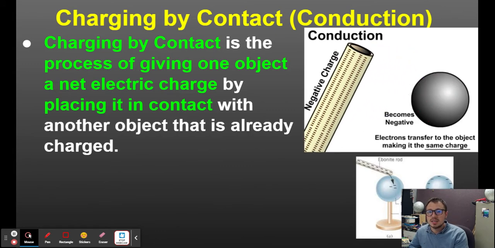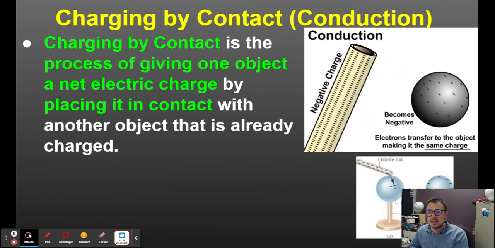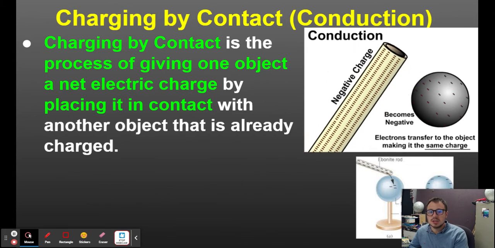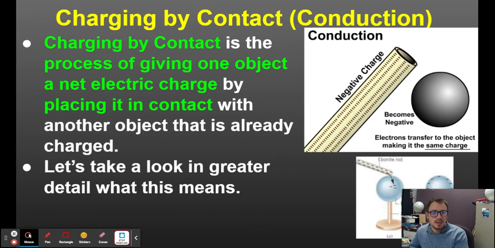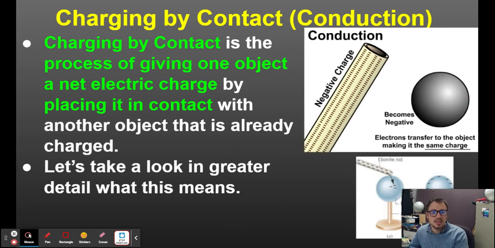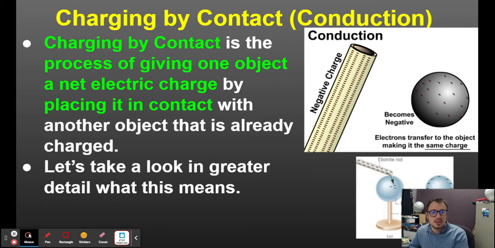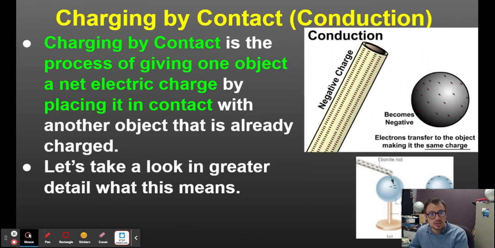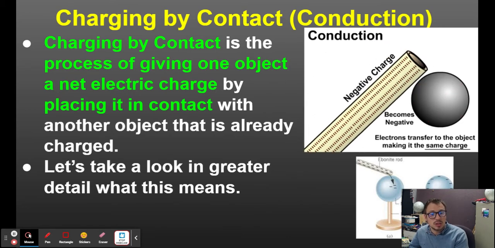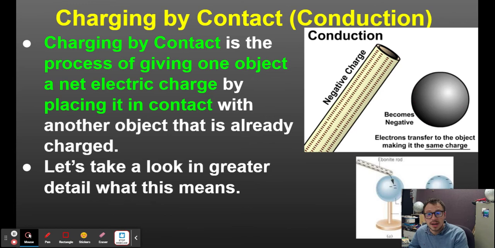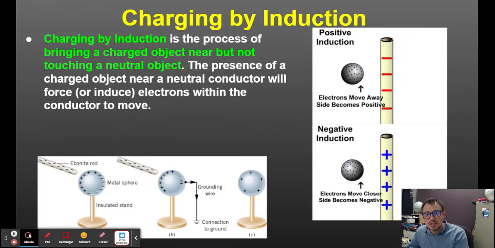Charging by contact is a process of giving one object a net electric charge by placing it in contact with another object that is already charged. So you can see off to the right those electrons, that is negatively charged, and what's happening is those electrons are trying to get away from each other, right? Because they're the same charge, and once you touch that object, you have given those electrons a path to spread out.